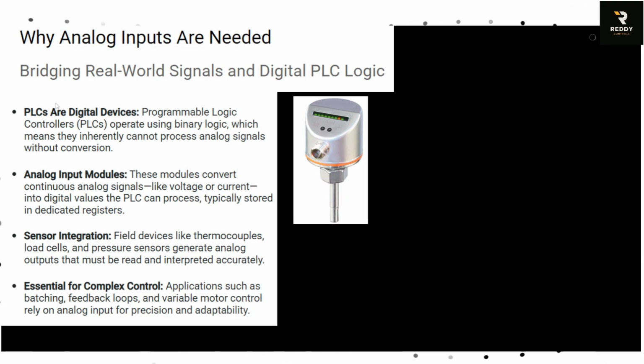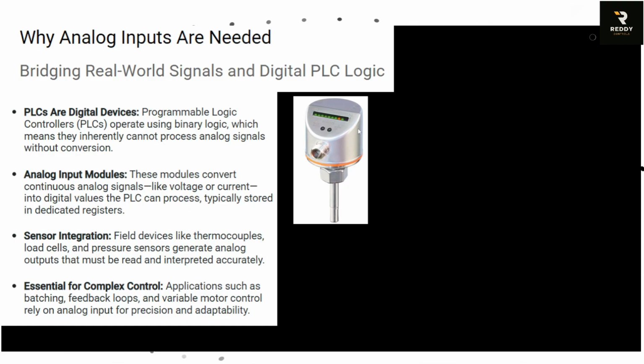Why are analog inputs needed? PLCs are digital devices, as we spoke about. PLCs operate using binary logic, which means they inherently cannot process analog signals without conversion. That's where the analog input modules come in, where they convert continuous analog signals like voltage or current into digital values so that the PLC can process them and typically store them in dedicated registers.